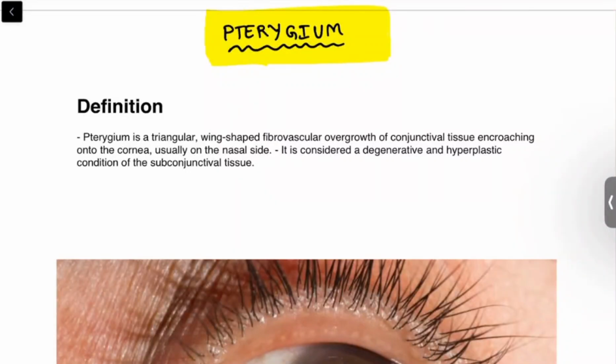Yeah, so in today's class, we are going to discuss pterygium. What is pterygium? What is the definition of pterygium? Pterygium is a triangular, wing-shaped, fibrovascular overgrowth of the conjunctival tissue encroaching onto the cornea, usually on the nasal side. It is considered a degenerative and hyperplastic condition of the subconjunctival tissue.